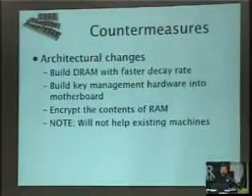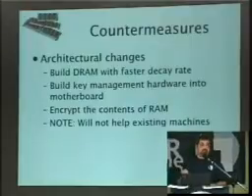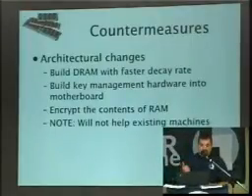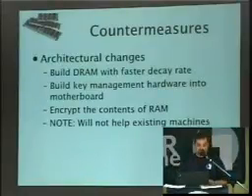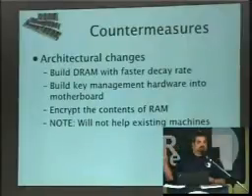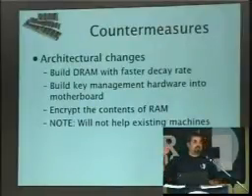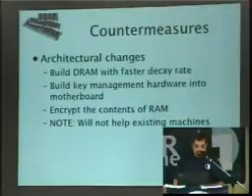Architectural changes, and personally I think this is where the solution is going to have to come from ultimately, which is building DRAM with faster decay rates, building key management hardware into motherboards so that it never touches the RAM, or encrypting the contents of the RAM entirely so pulling it out still just gives you nothing but gibberish. The problem is none of these will help with current technology. Current machines, this does not apply. This is something hardware manufacturers are going to have to do in the future. And I'm really hoping they jump on it.